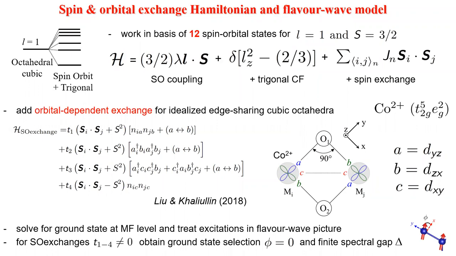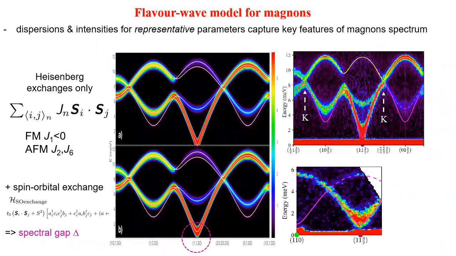By doing a mean field analysis on this main Hamiltonian with spin orbit coupling, trigonal crystal field, Heisenberg exchange, and adding terms like this, which are spin orbital exchange, at the mean field level, this already provides a mechanism for ground state selection and opening a gap. So here is an illustration of the kind of agreement that we get with the data.